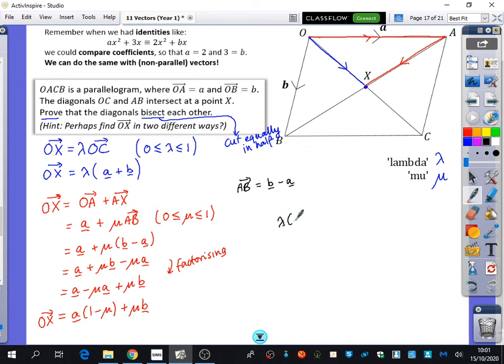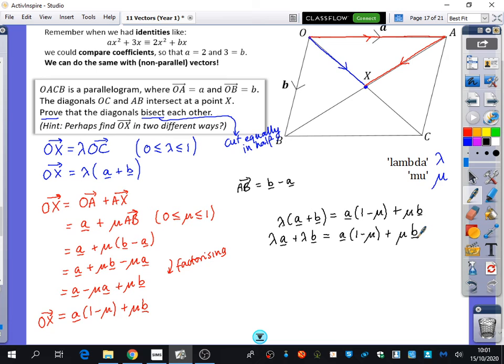So that means that lambda A plus B is equal to A 1 minus mu plus mu B. Do we know it's equal because they're both OX? Yeah, because we're talking about the same vector here. This vector and this vector, they have to be equal to each other, otherwise maths is broken. Okay, we've just described this pathway. That blue vector must be the same as these two red vectors added together. So let's just expand this left side. So we have lambda A plus lambda B equals A 1 minus mu plus mu B.